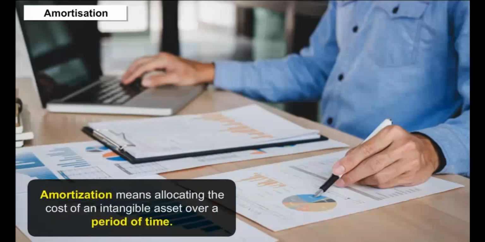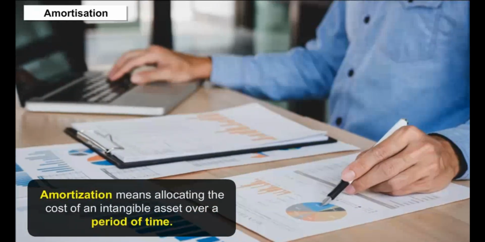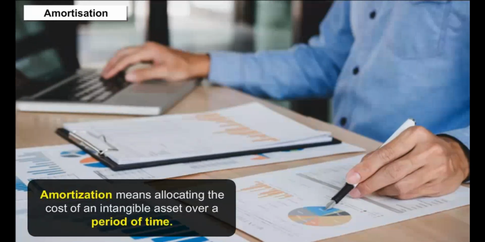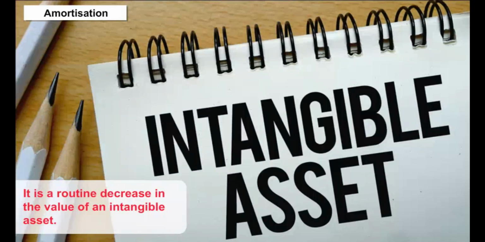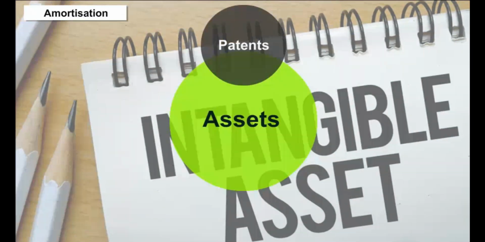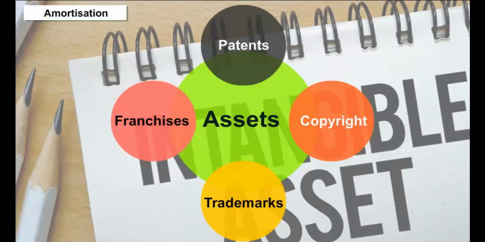Amortization. Amortization means allocating the cost of an intangible asset over a period of time. It is a routine decrease in the value of an intangible asset. Assets like patents, copyrights, trademarks, franchises, etc.